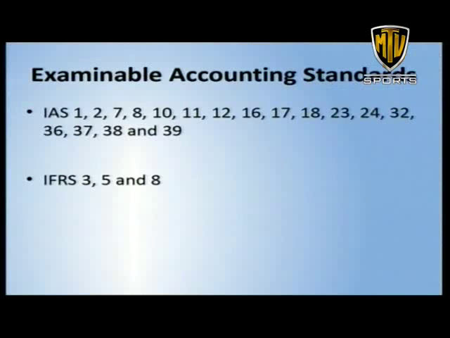So let's take a look at the key standards that we are supposed to learn, that we are supposed to know in our subject. We have IAS 1, IAS 2, IAS 7, 8, 10, 11, 12, 16, 17, 18, 23, 24, 32, 36, 37, 38, and 39, followed by a few IFRSs, IFRS 3, 5, and 8.